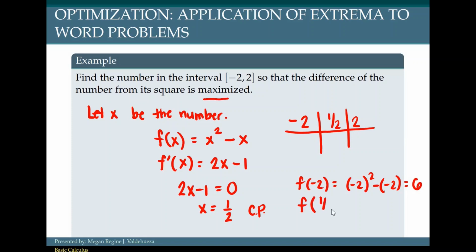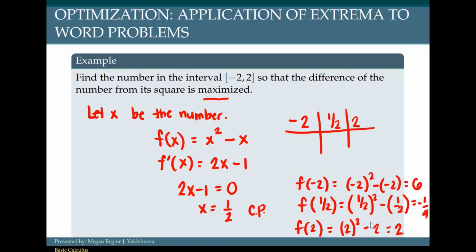How about f of 1/2? F of 1/2, that is 1/2 squared minus 1/2. And that will give us 1/4 minus 1/2, that will give us -1/4, right? How about f of 2? F of 2 is equal to 2 squared minus 2. So that is 4 minus 2 equal to 2.